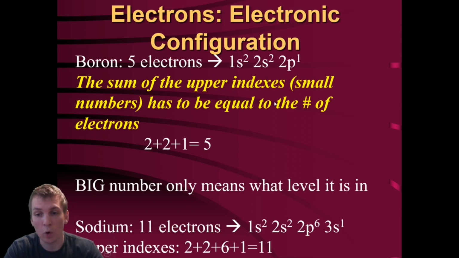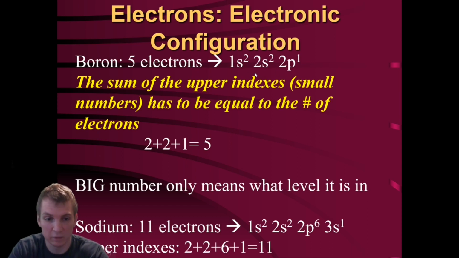Well, the big numbers only mean what level it is in. So boron sits in the second energy level, because that's the biggest number, the biggest big number. Okay? So the big numbers here, we have a 1, we have a 2, and we have a 2. The biggest of those is going to be this 2 over here. So that means it has the biggest energy level at level 2.